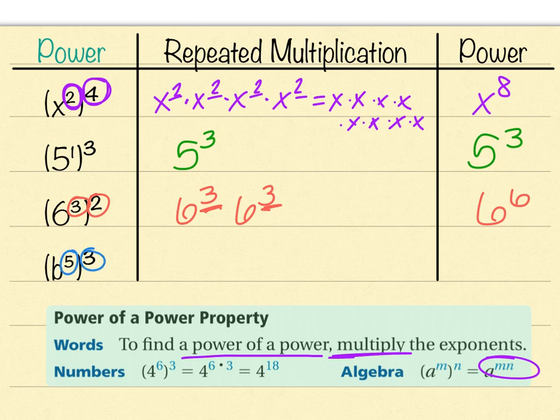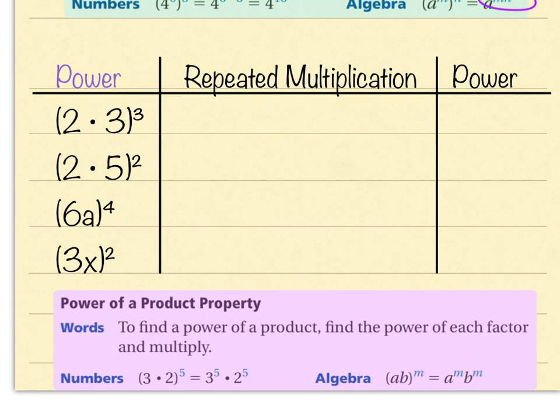5 times 3 is 15, b to the 15th power. Pretty simple. That's the power of a power property. You multiply the exponents together when you're raising a power to a power. The last one is called the power of a product property. This one's maybe the most confusing.